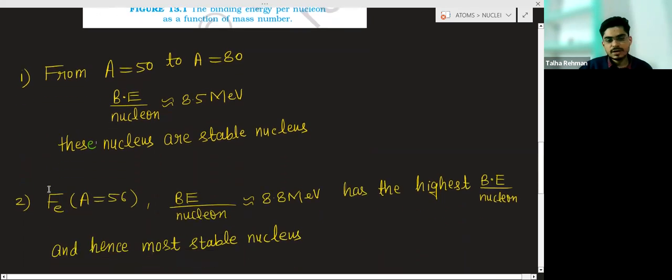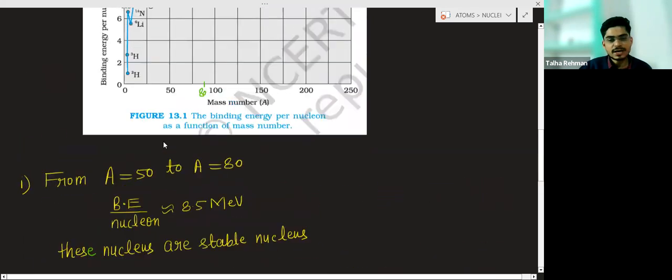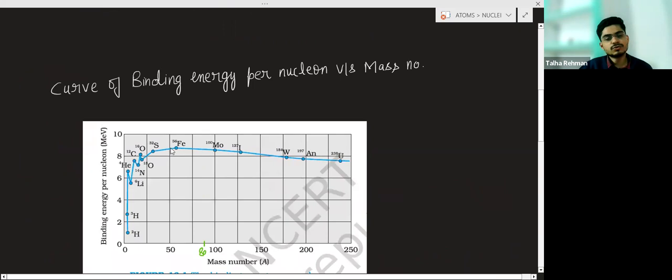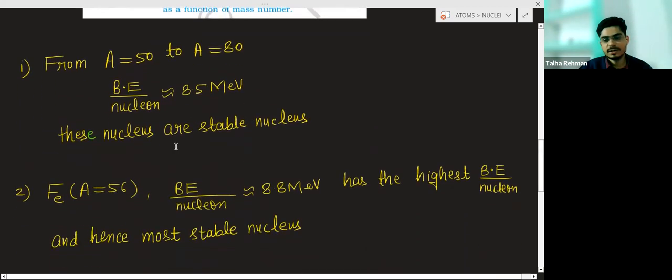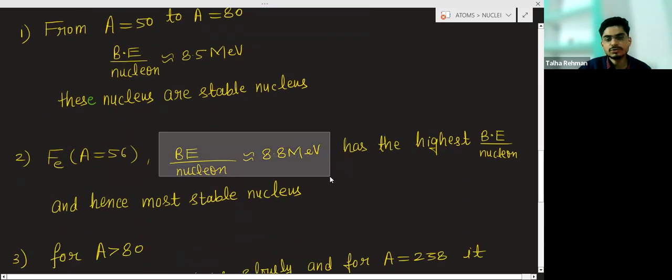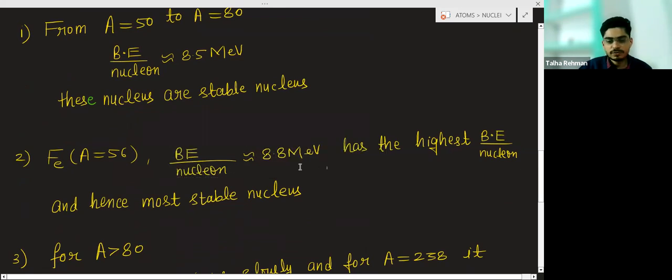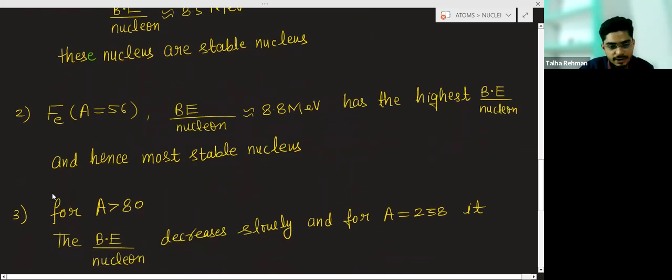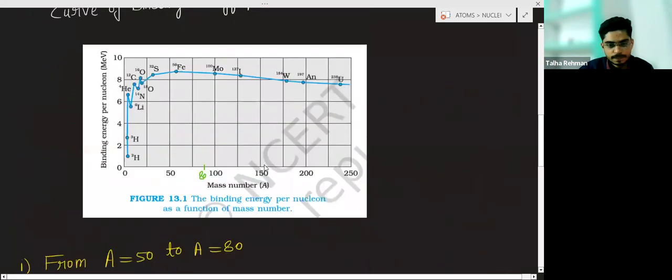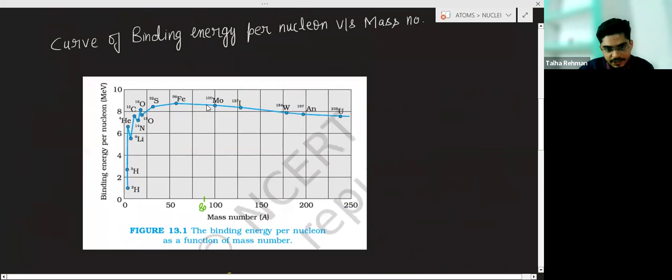Now second, for iron: you can see iron has the maximum binding energy per nucleon, so iron is the most stable. This is written here. Iron has approximately 8.8 mega electron volt binding energy per nucleon, the highest binding energy, hence most stable. Now for A greater than 80, binding energy per nucleon decreases slowly. See, when you are moving in the graph from here to here, the binding energy per nucleon is decreasing slowly.